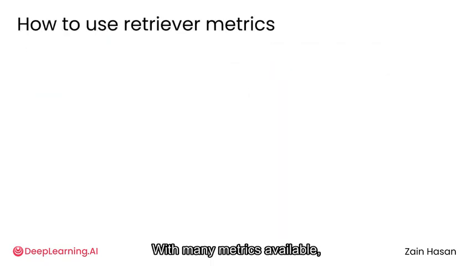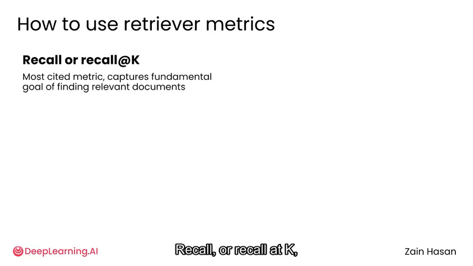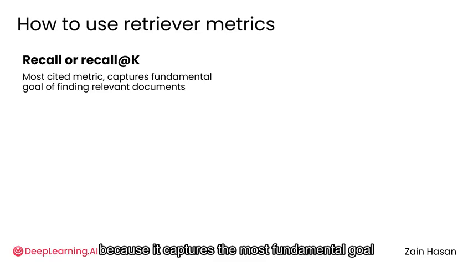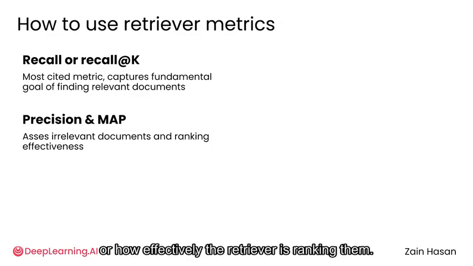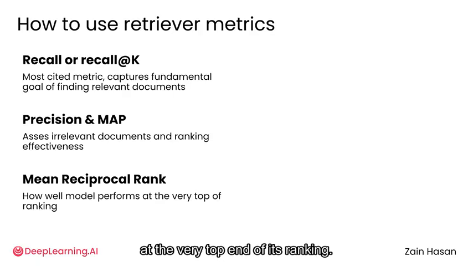With many metrics available, it's important to know how best to use them together. Recall, or recall at K, is the most foundational and most cited metric for retrievers because it captures the most fundamental goal of the retriever, finding relevant documents. Precision and MAP build upon this by assessing whether the retriever is including many irrelevant documents or how effectively the retriever is ranking them. Mean reciprocal rank is a bit more specialized, but helps identify how well your model performs at the very top end of its ranking.